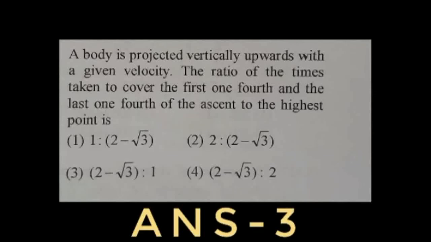A body is projected vertically upwards with a given velocity. The ratio of the times taken to cover the first 1/4 and the last 1/4 of the ascent to the highest point is asked. The ratio of the first 1/4 and last 1/4 distance of the ascent, when we go upwards.